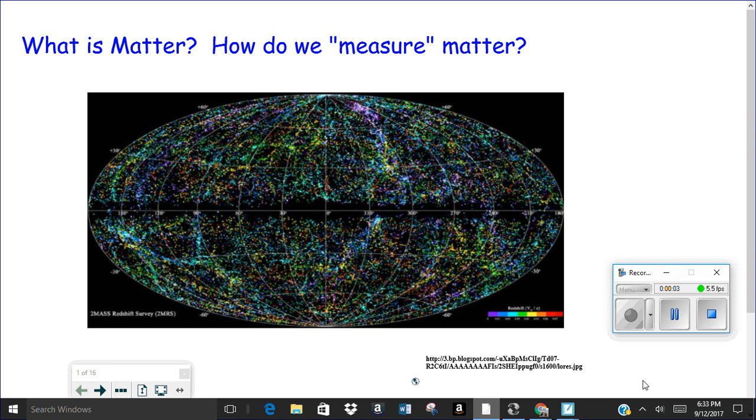The purpose of this video is to define matter, talk about how we measure matter in terms of mass and volume, and also how we measure density of matter.